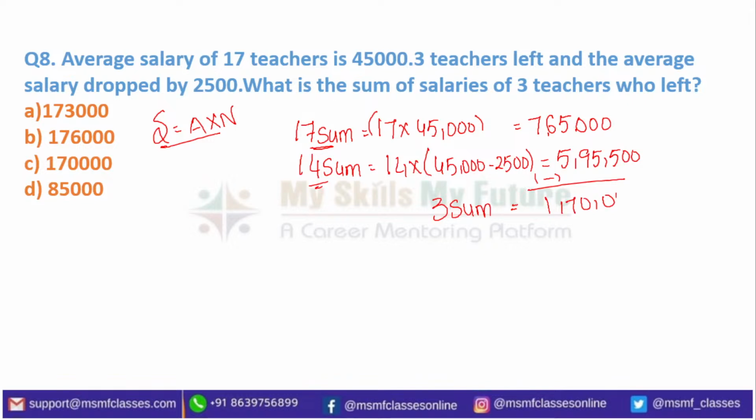That gives 1,70,000. 1,70,000 represents option C, which is the correct answer.